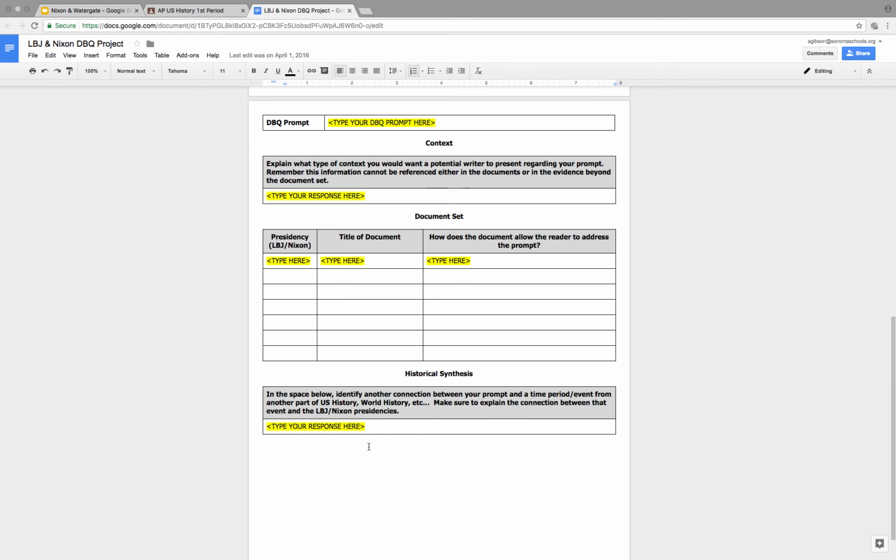And then lastly, this is where your historical synthesis goes. How are you going to take the presidencies of Johnson and Nixon that basically span from 1963 all the way to 1974, a little over a decade, and compare that time period and those presidencies to another part of American history or world history? And that's pretty much it.